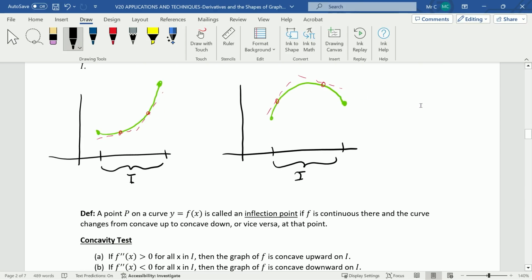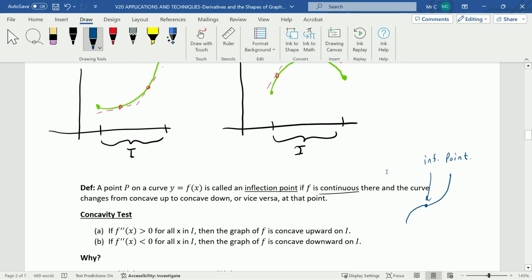Okay, so definition, a point P on a curve y equals f of x is called an inflection point if f is continuous there, that's important, continuous there, and the curve changes from concave up to concave down, or vice versa at that point. So in other words, if I have something like this, looks like a cup down, and then at this point it looks like a cup up, this is called an inflection point, wherever the concavity changes.